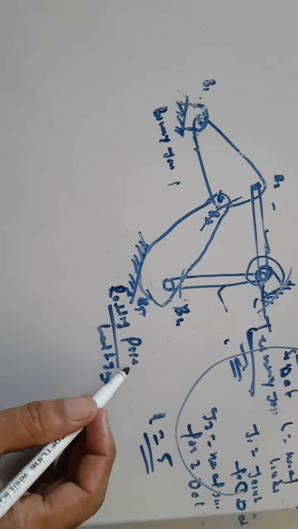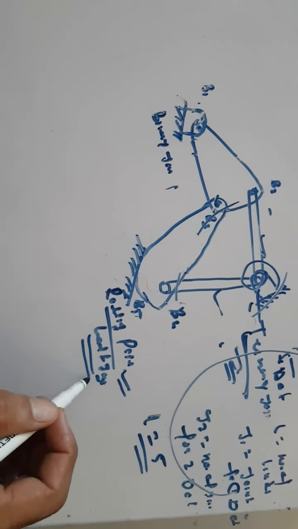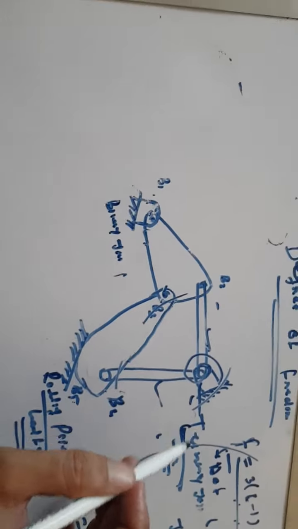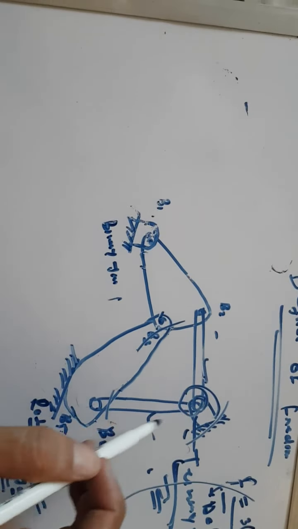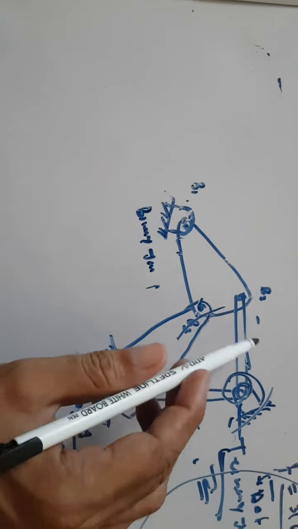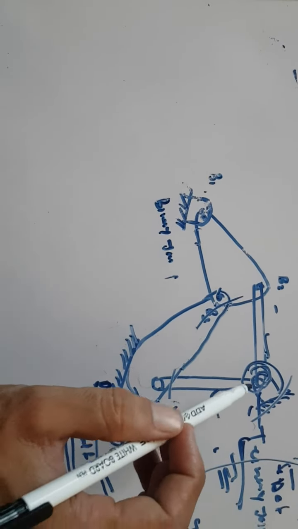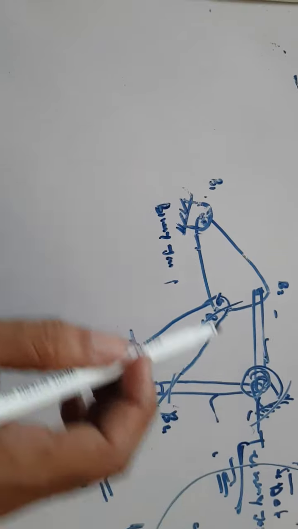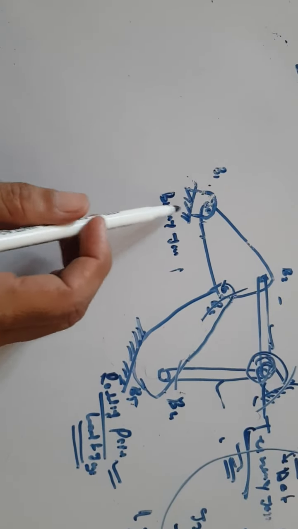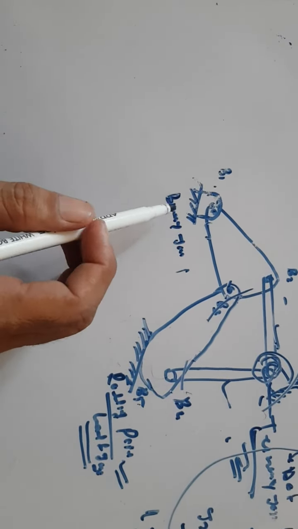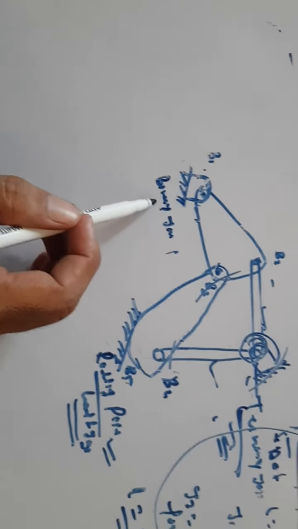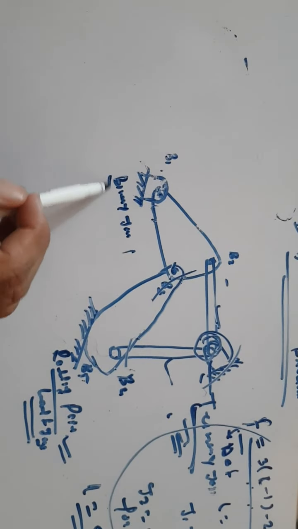And one is a rolling pair, that is also called a half joint. And this is a ternary joint. This is a ternary joint, where 3 links are connected. Whenever we see 3 links connected at one joint, that is called a ternary joint. And a binary joint is when 2 links are connected, so that is called a binary joint.